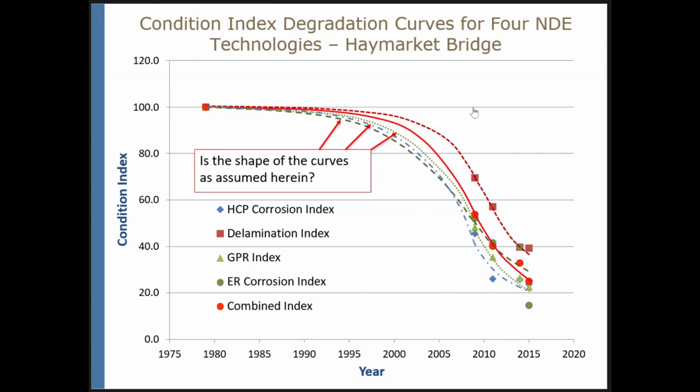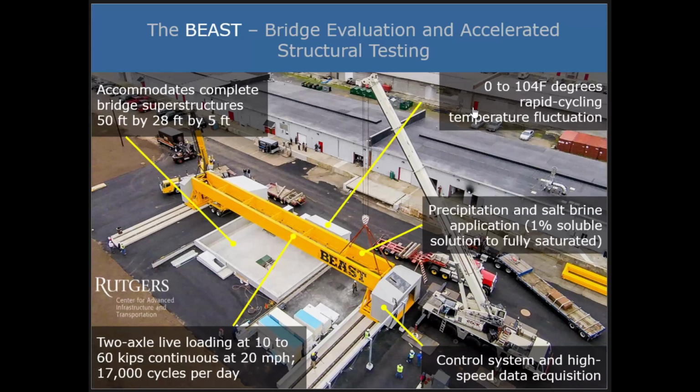And the second element, what we would like to learn is the shape of the curves as it was assumed here. So to be able to get this very first part of the curve, we are looking into experiments in our accelerated testing facility called BEAST, the Bridge Evaluation and Accelerated Structural Testing Facility. So you see here the facility while it was still under construction. You will see how it looks fully enclosed.